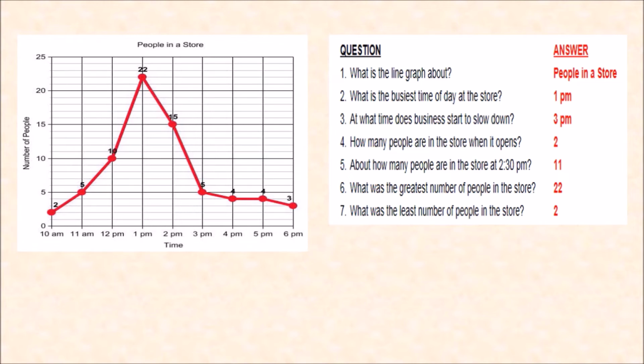What was the greatest number of people in the store? So you look at the highest point again, and it says, as the number of people is on the y-axis, that would be 22 people.